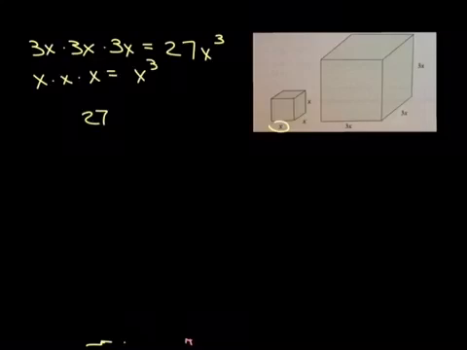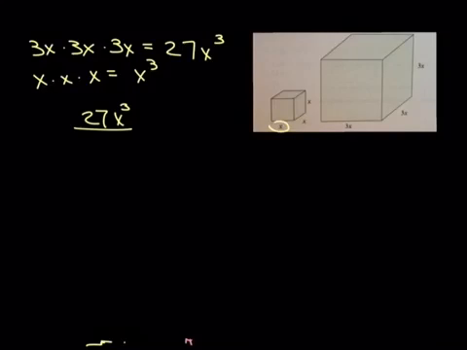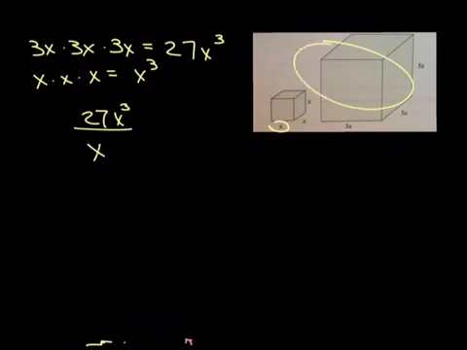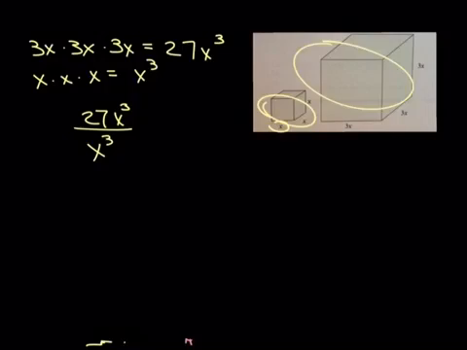So we do the same thing. The volume of the big one divided by the volume of the little one. Cancel, cancel. 27, and we're done. Okay.